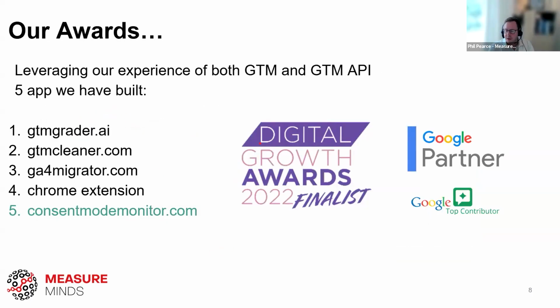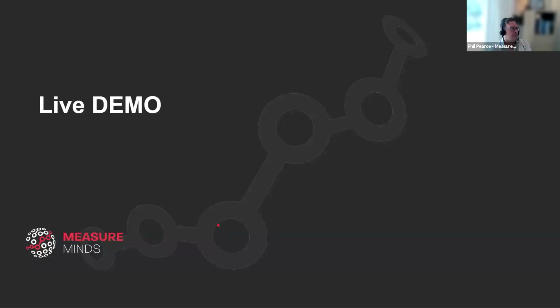In terms of awards, I know the intention here is to announce the winner of the usage of our app award, but our app itself has won runner-up in 2 awards for Digital Growth Award twice, and we've actually got 5 apps. This is the 5th one. We've got a GTM Grader, GTM Cleaner, GA4 Migrator, and a Chrome extension. And there's a new Chrome extension we're going to launch for ConsentModeMonitor soon. So this is 5th in the list.